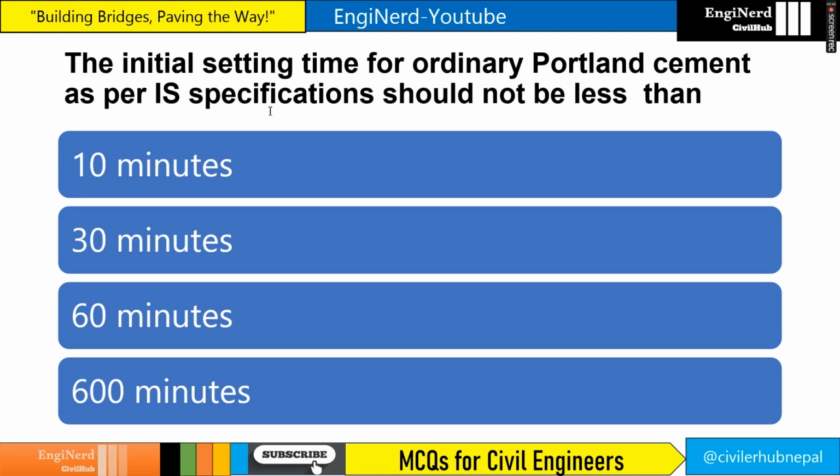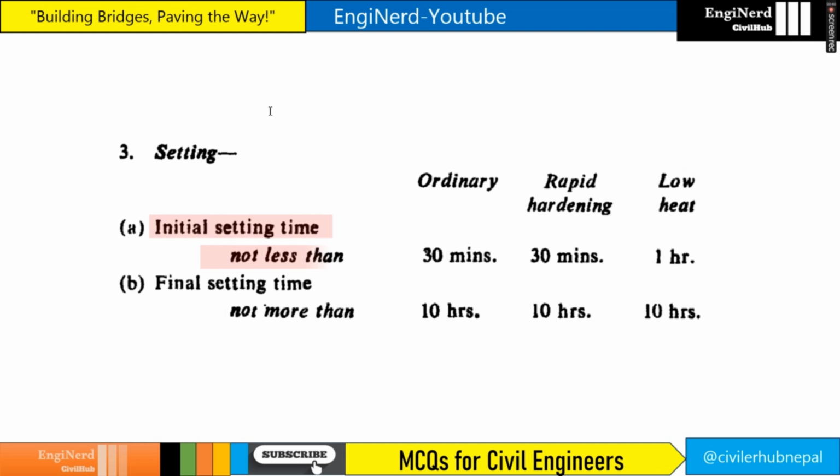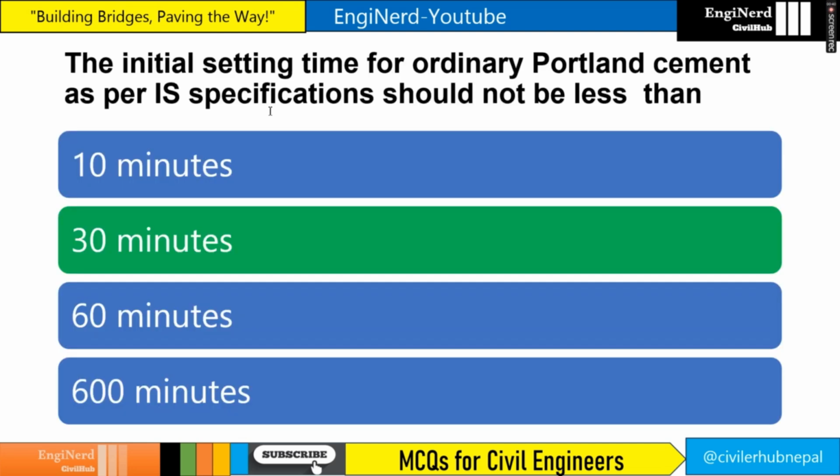The initial setting time for ordinary Portland cement as per IS specification should not be less than what? You can see here 30 minutes. Final is 10 hours. So our answer is 30 minutes.